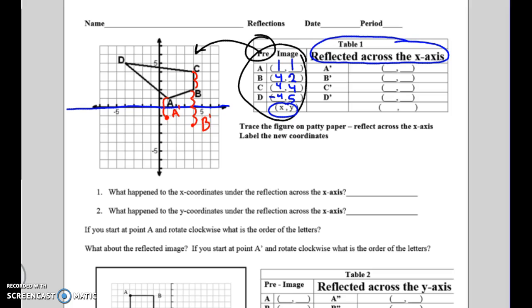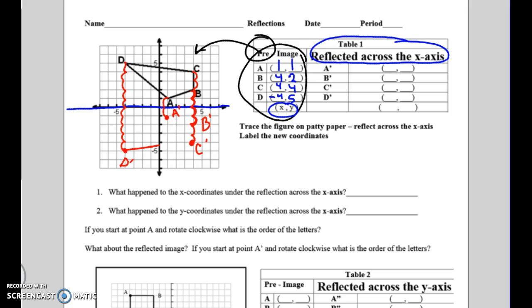C is 4 above the line, so I need to go down 4. That point right here becomes my C prime. And then D is, what is that, 5? So I need to go down 5 more. And that's going to be my D prime.